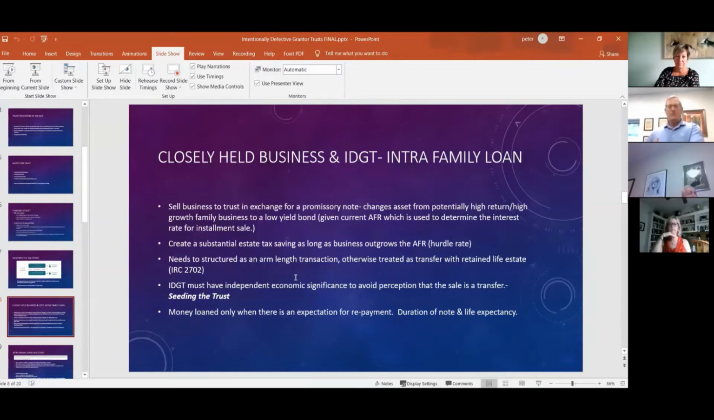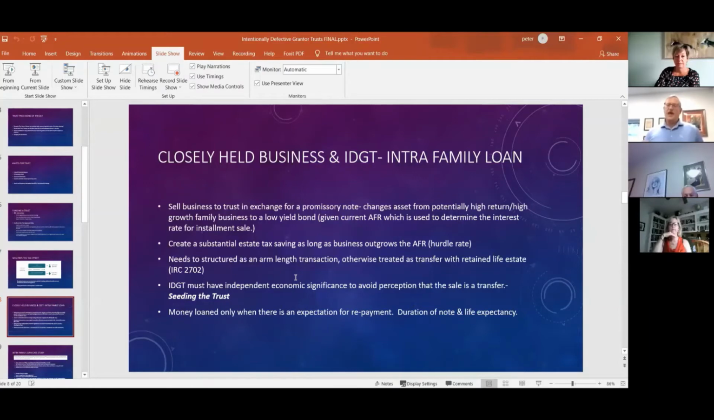General rule of thumb is 10% of whatever the ultimate value of the transaction is going to be is what we're going to want to have in the trust prior to the transaction. So if we're going to sell $5 million worth of stock, we want to make sure that we have gifted or otherwise gotten $500,000 of assets into the trust prior to the note.